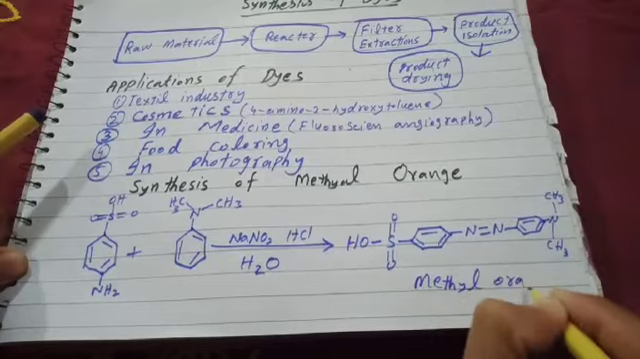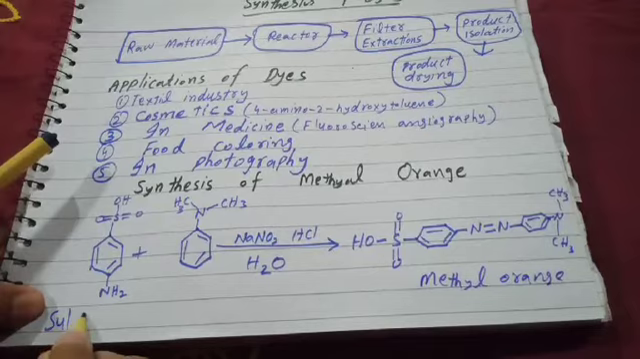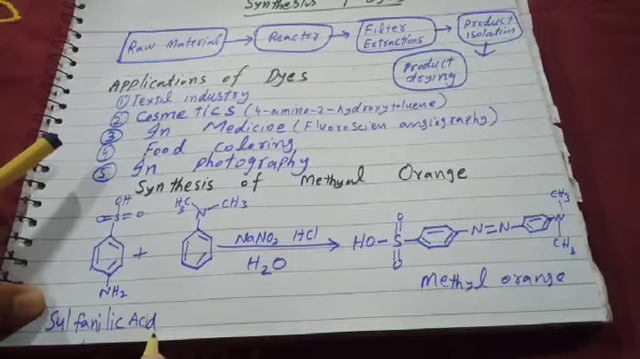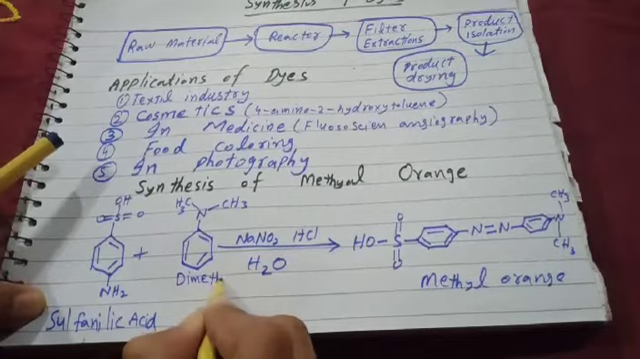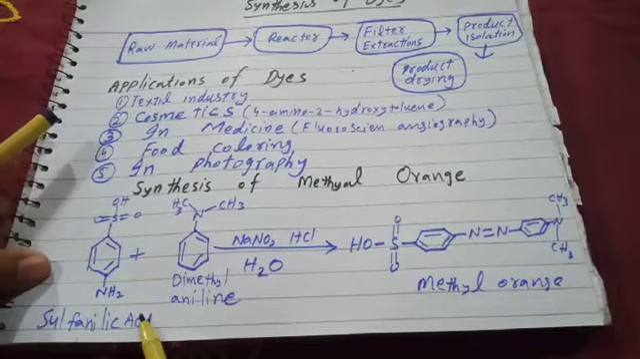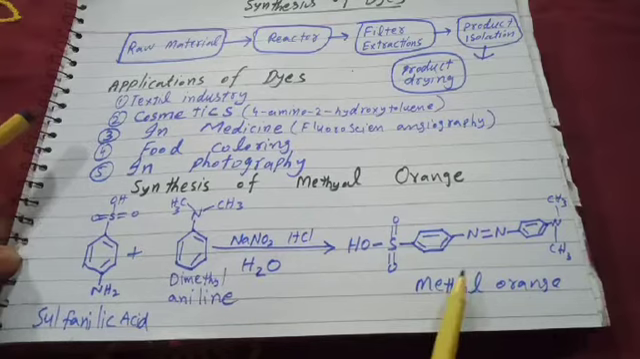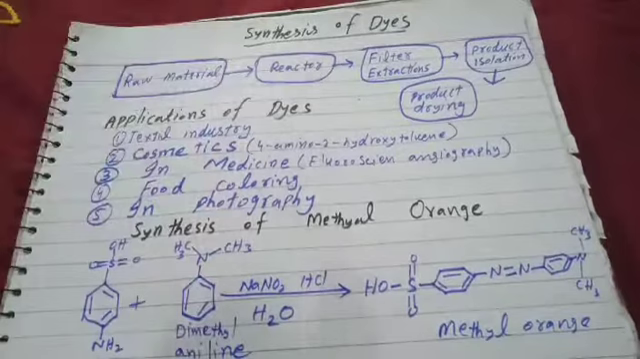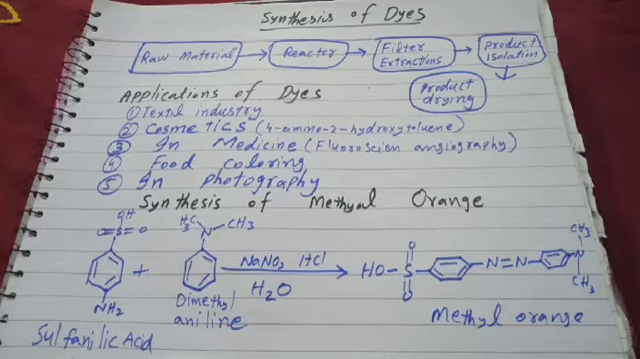It is the sulfonic acid, sulfanilic acid, and it is the dimethylaniline. We can discuss this here. Listen, this is the sulfonic acid and this is the dimethylaniline. These two react to give the methyl orange dye. This is the manufacturing of the methyl orange dye. Okay, this is the synthesis of methyl orange.